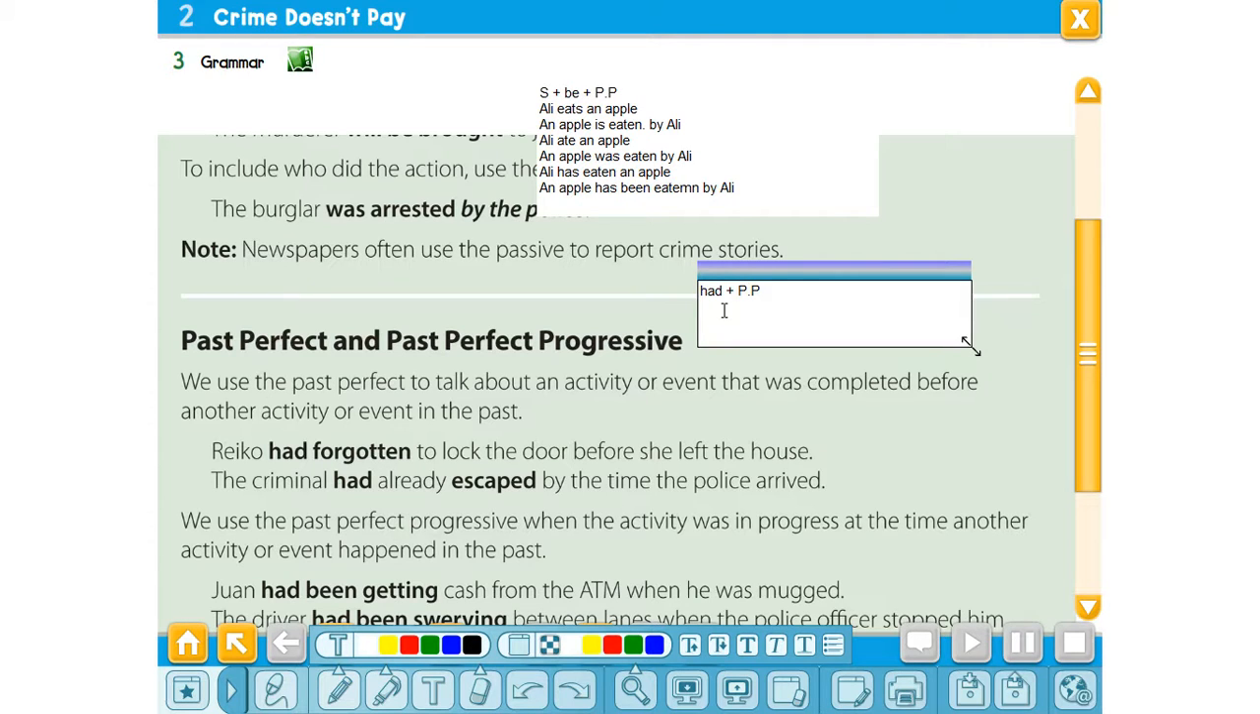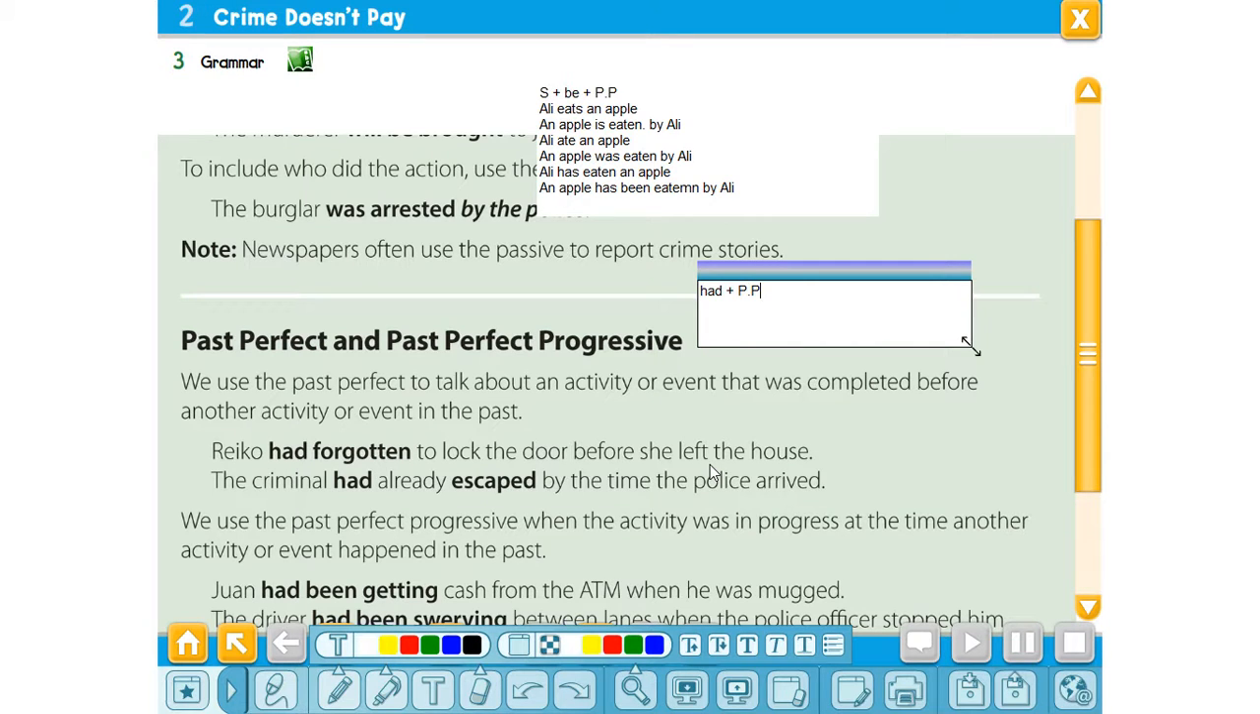Look at the example. Rico had forgotten to lock the door before she left the house. This is the past simple, and this is the past perfect. We have two actions in the past. The first one was completed before the second one. That means she left the house after she had forgotten to lock the door.